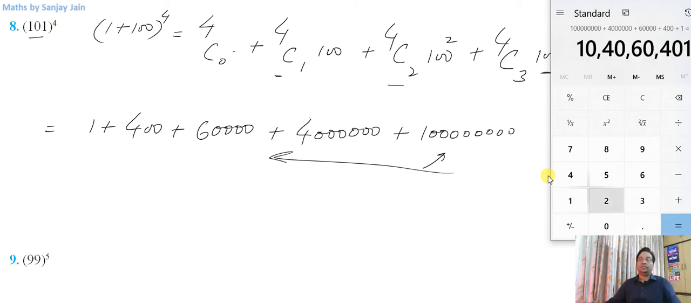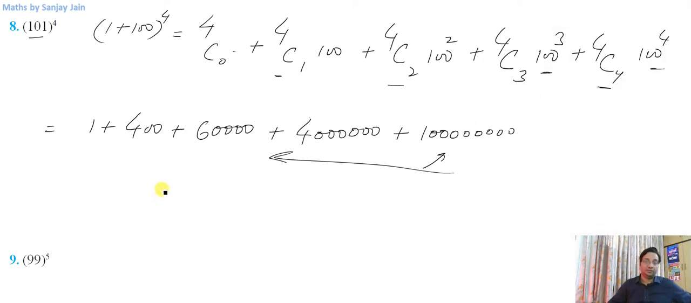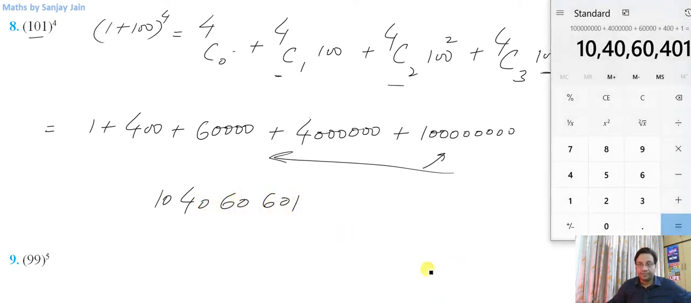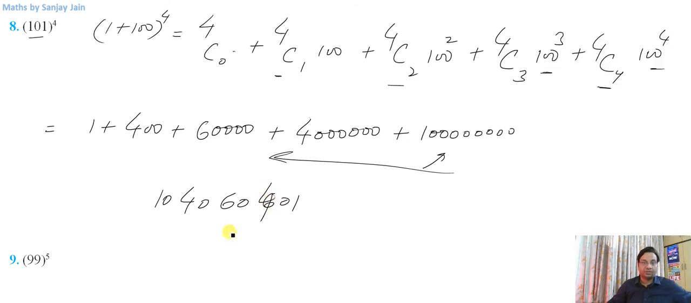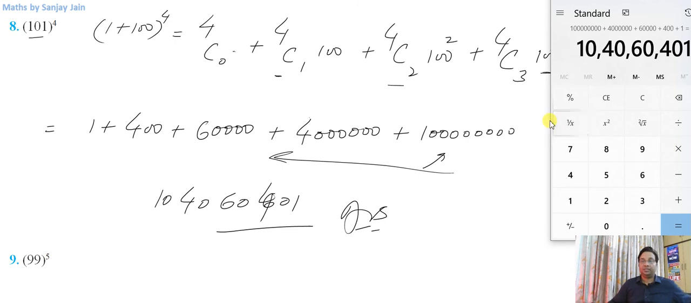equals, the answer that you see on this screen is your answer, 10 40 60 401. No, 401. So this is your answer. You can verify that this is the correct answer, right, by doing the calculation yourself without using the calculator.